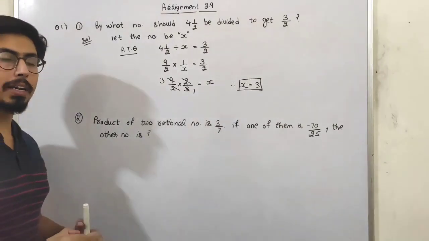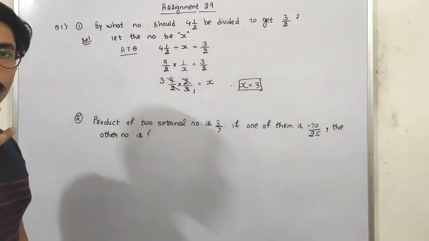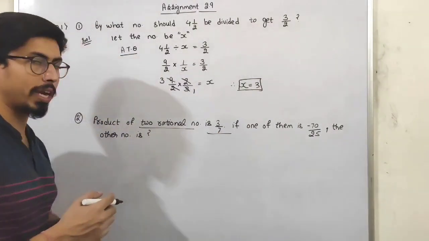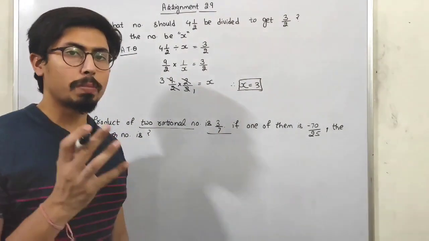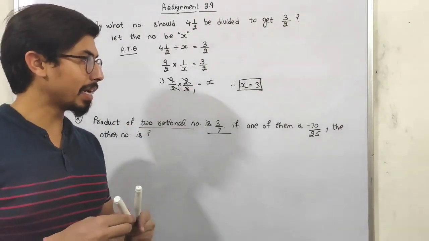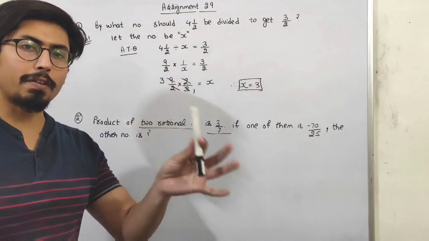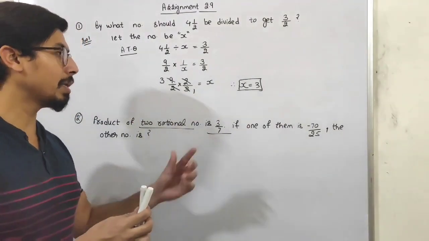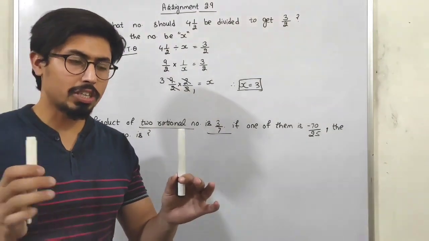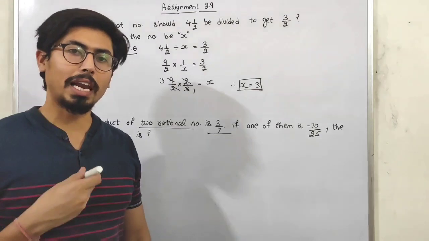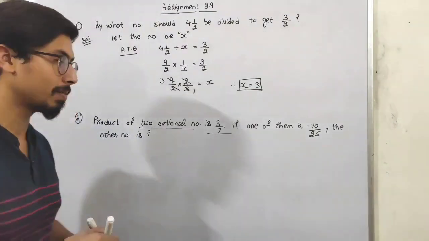Now in the second part, the product of two rational numbers is 3/7, and one of them is minus 70/25. See, students, there are a first number and a second number. If we multiply them, we get 3/7. Out of these rational numbers, the first one is this. We have to find the second one, so I let the second number be x.